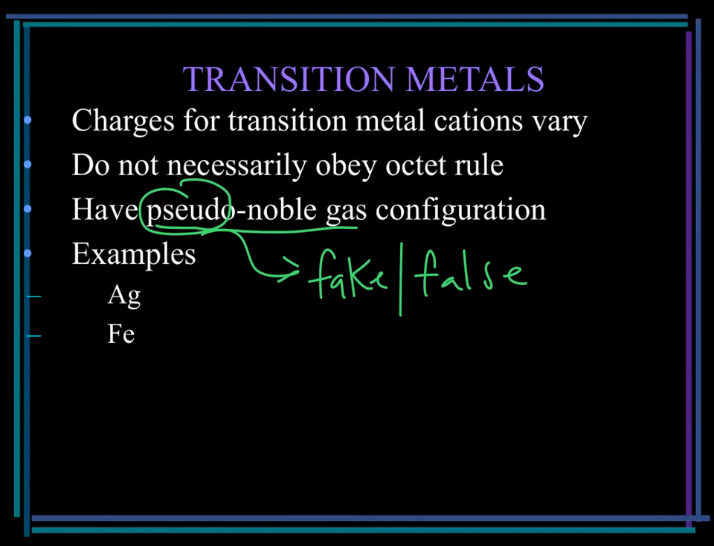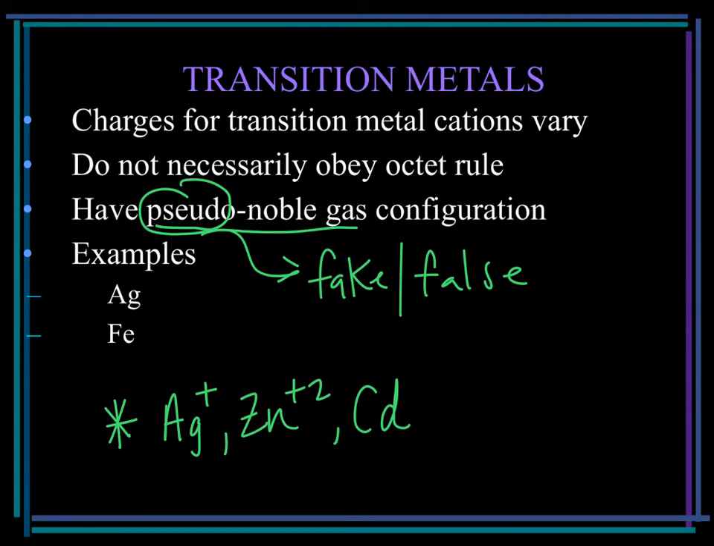Remember, there are 3 transition metals that only have one possible charge that you need to remember. Remember, silver is always going to be +1. Zinc is always going to be +2. And cadmium is always going to be also +2. They kind of make like that backwards L, you know, on your periodic table. So make sure you have those memorized. Those are the 3 transition metals with only 1 possible charge.